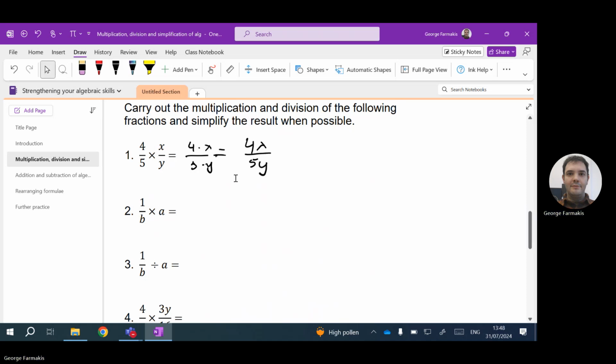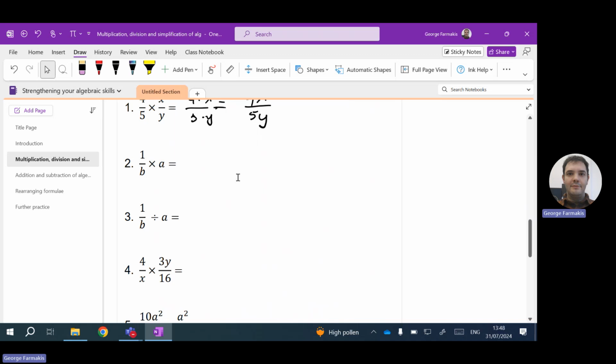Same here. So 1 over b times a. Now a, I can write it as a fraction if I have denominator 1, so a over 1. Any number a, you can write as a over 1. And then you just apply the multiplication rule. So 1 times a over b times 1. So this is just a over b. So this was the second example.